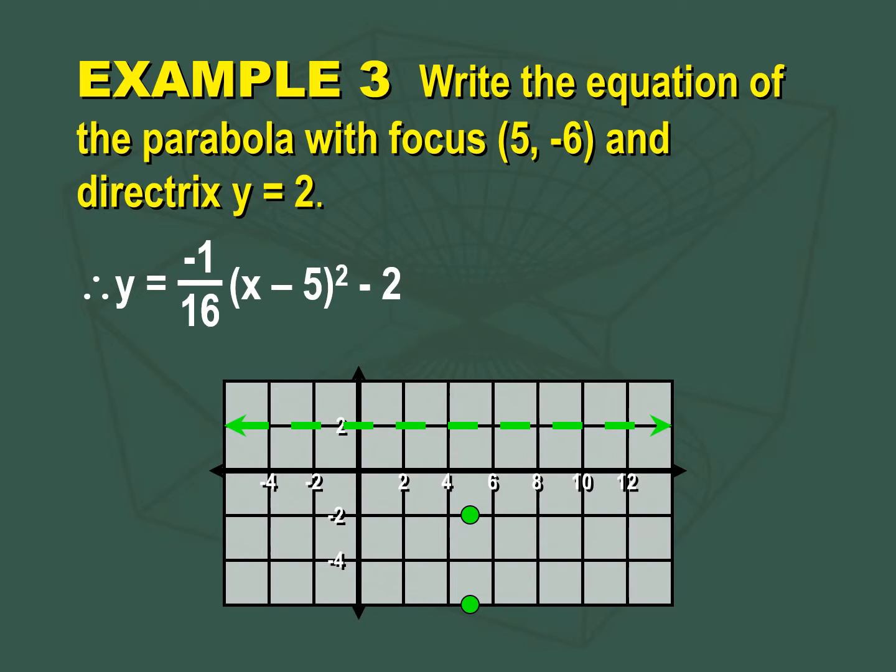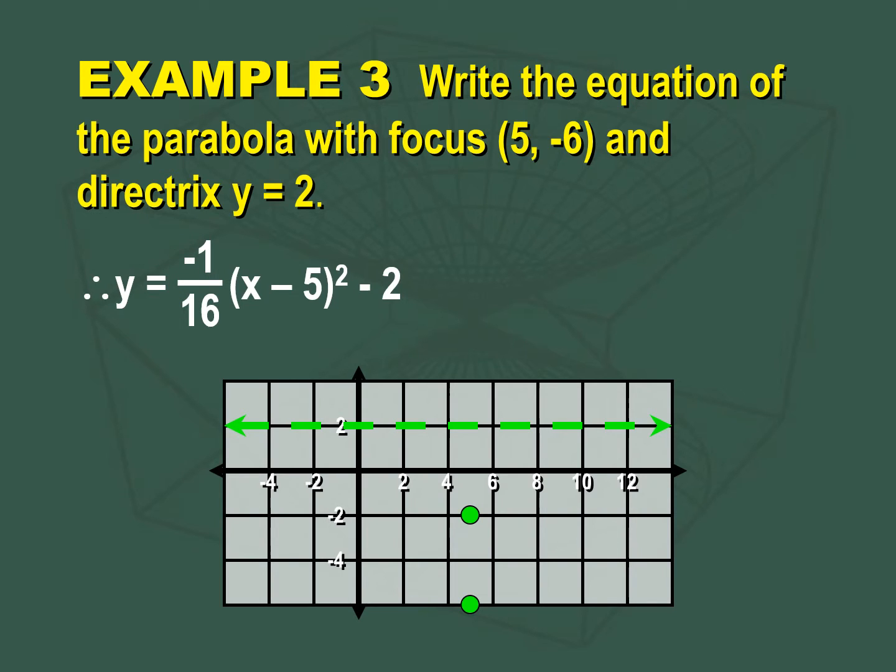Okay, so a couple of things. First thing, how do I know it's the negative and not the positive? Well, remember that your focus is always supposed to be on the side where the parabola is going, right? So because my focus is here, that means my parabola is opening downwards. And if my parabola is opening downwards, then that means my a value is negative, okay?